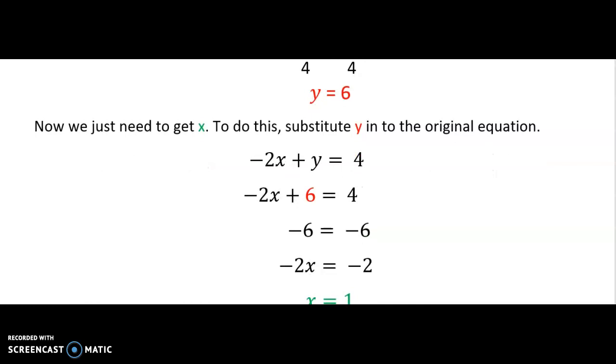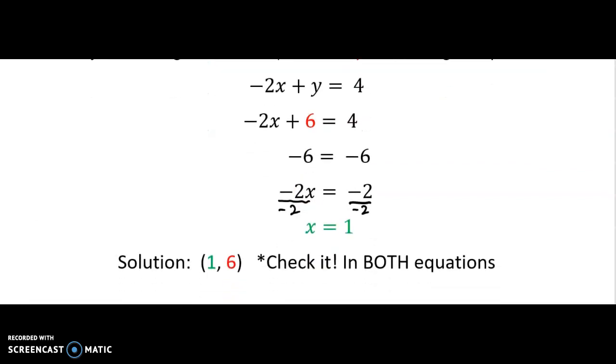From there, you're going to divide both sides by negative 2 to get that x by itself, leaving you with x equals 1. Based on substituting the y in, you found that x was 1, so now you know your x is 1, your y is 6. So the solution is (1, 6).